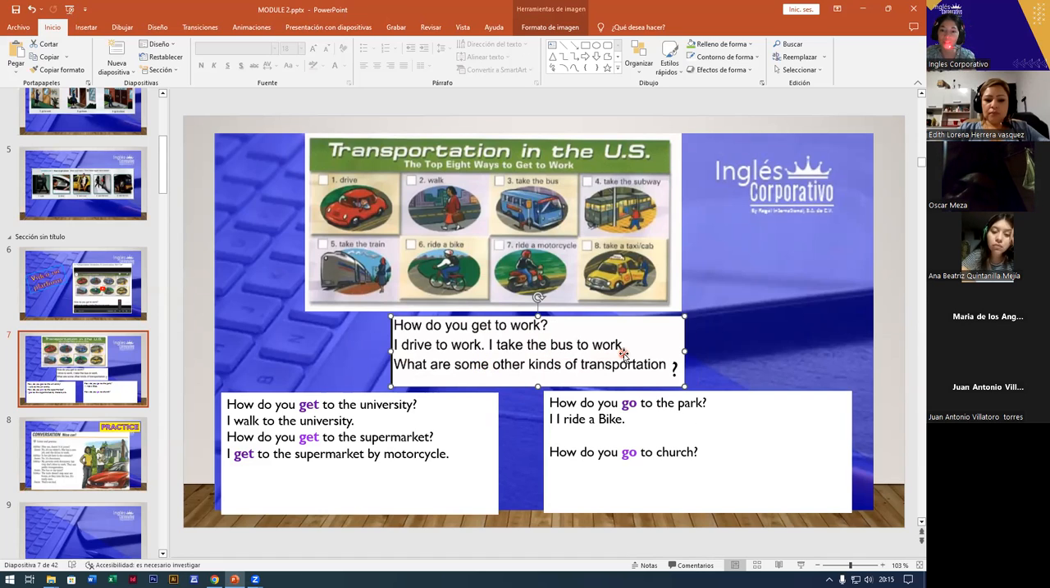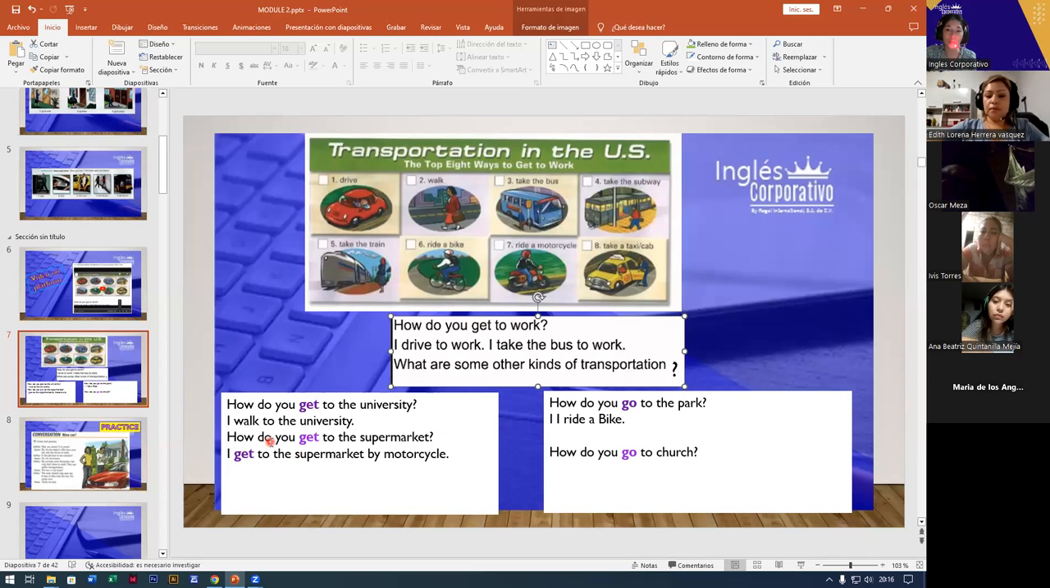So it's like two options, right, that we can use. I drive to work, or I take the bus to work. Also, it can be, I take a taxi to work. I ride a bike to work. I take a taxi to my work. To my work. Yes. You take a taxi to your work, yes?